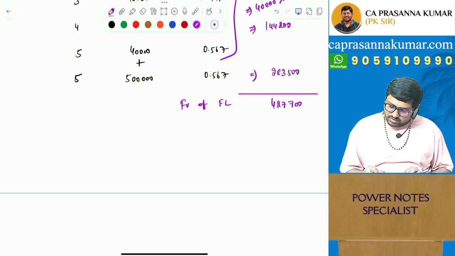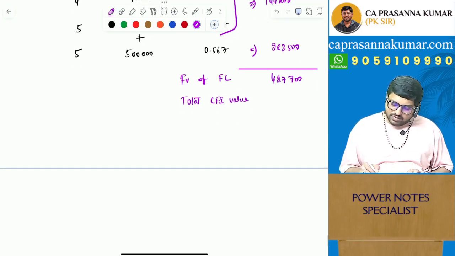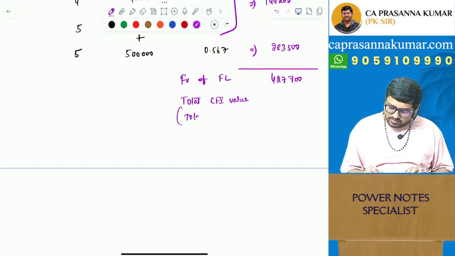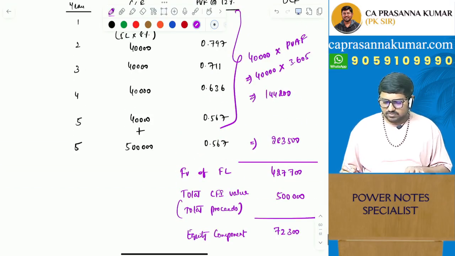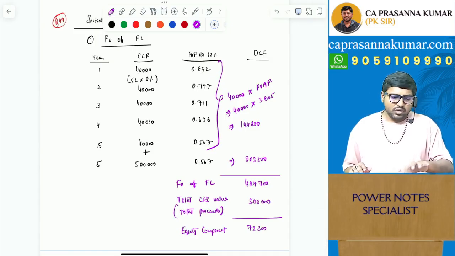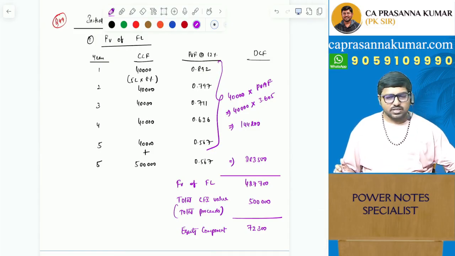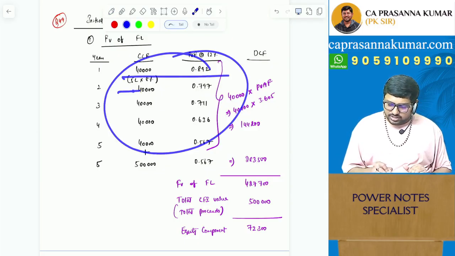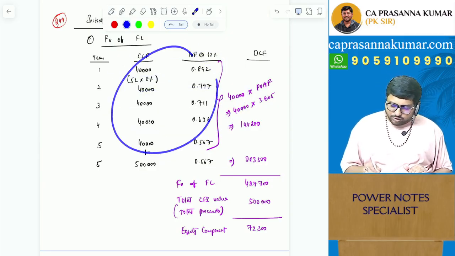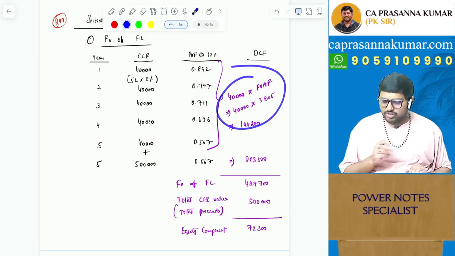From this, okay, then you take total CFI value. Total compound financial instrument value is nothing but total proceeds, which is nothing but 5 lakhs. Now I'll be getting my equity component value. How much today? 72,300. Routine stuff. Nothing special here. The only point I could add, probably a little bit special, is that you can just use annuity and then calculate it, rather than wasting your time by calculating each and every year separately. That is the reason I've shown you both. I would rather ask you to go for this option. You get it?